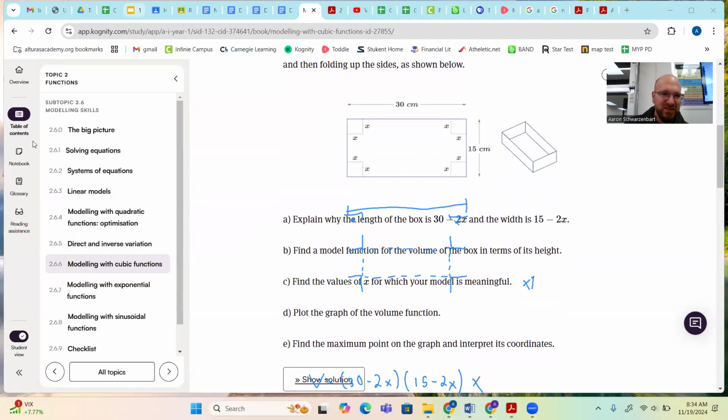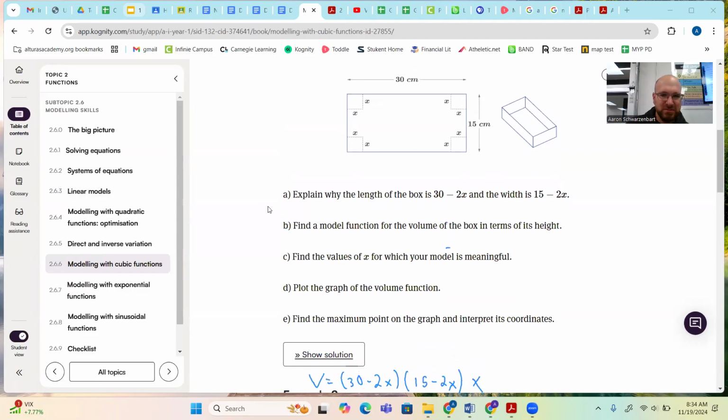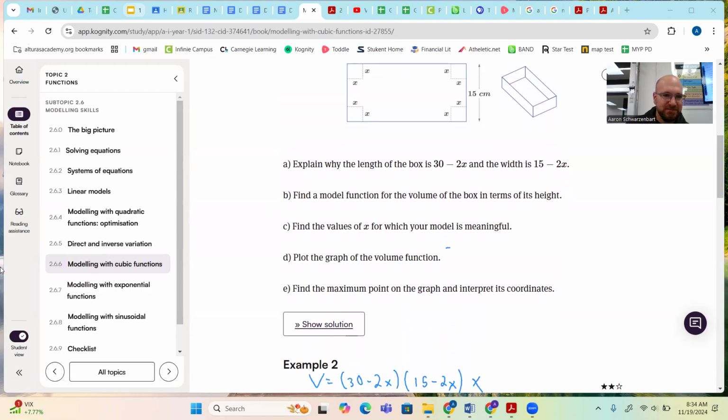Now it says find the values for which x is meaningful. I'm going to erase some of my drawings on the box, but I want my volume function somewhere. I guess I should have written it off to the side. I'm going to scroll up a little bit more. So here's my volume function again.